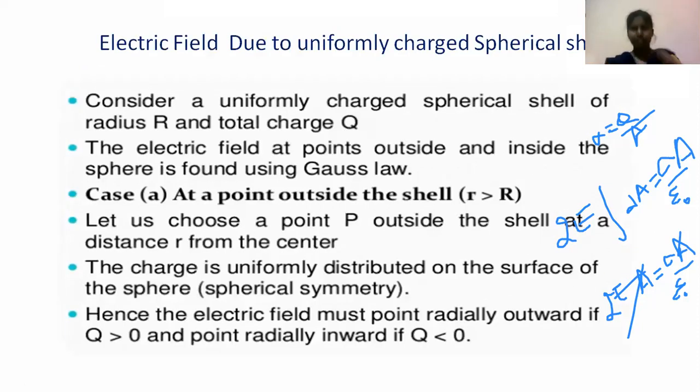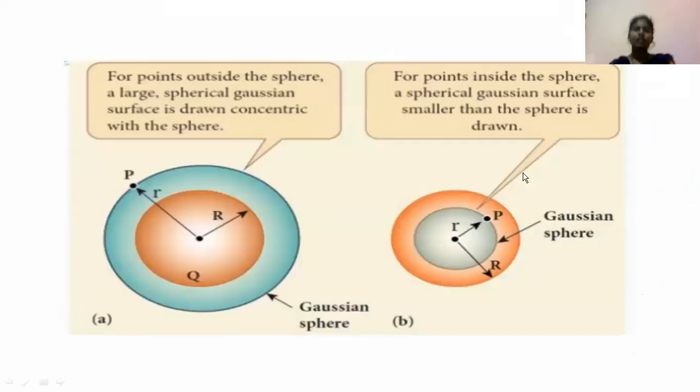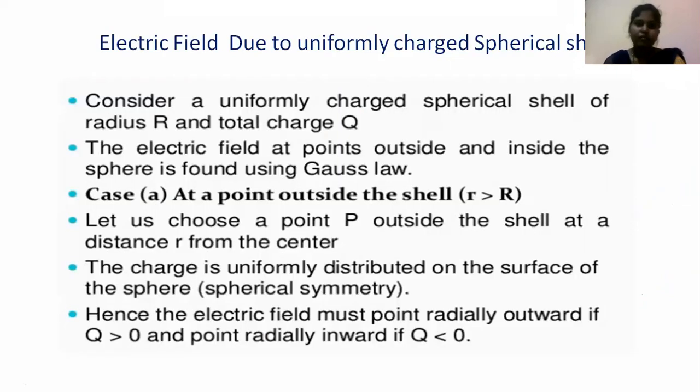And the third one, let me just quickly go, I think we're running out of time. The electric field due to a uniformly charged spherical surface. So we just consider a spherical surface. We have to consider the uniformly charged spherical shell of radius r and total charge q.